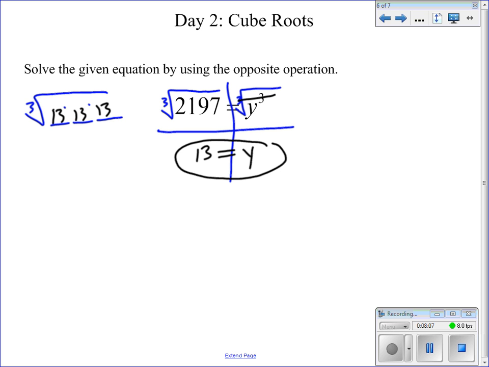So hopefully that gives you a good feel for how to not only solve cube root equations, but also how to do the cube root in itself.